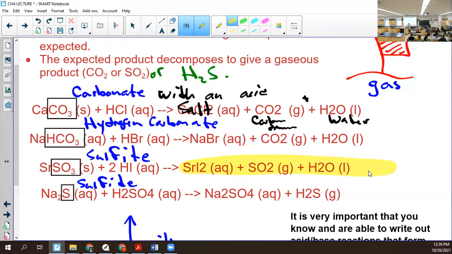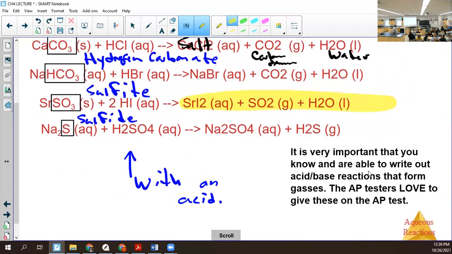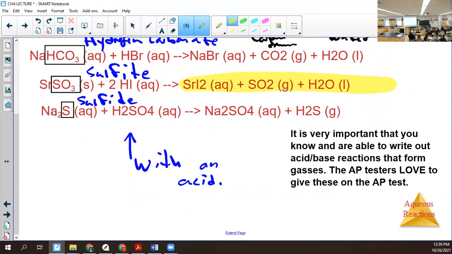You with me? We would not put this in our drinks. This would be really bad for us, right? So carbonate, hydrogen carbonate, and sulfite are the same basic chemistry. Okay, sulfide is different. This one is on the test, very common, the AP test. It will give you a sulfide. Usually it will give it to you in a solid form. It'll say, you're going to react sodium sulfide with sulfuric acid. Account for how you would do this reaction.